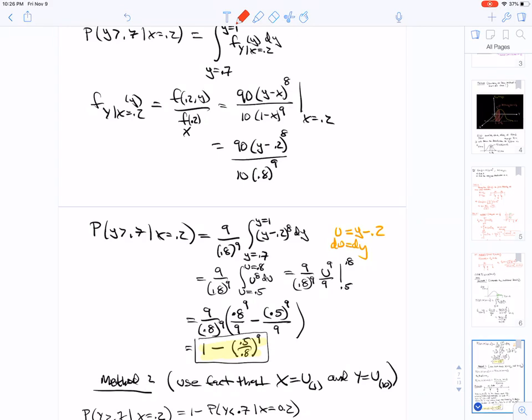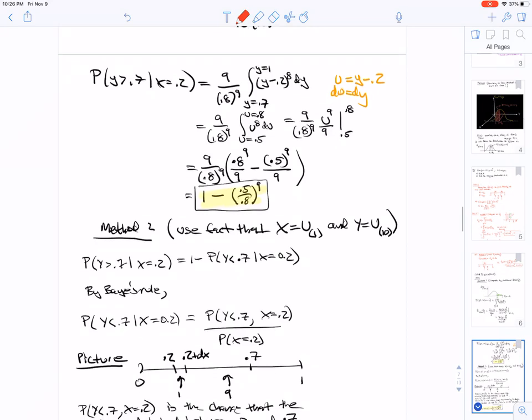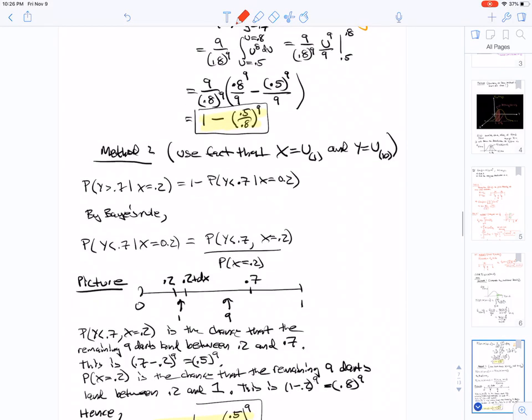There is a second method, which is a little bit faster, but maybe less general. You can use the fact that X is the first order statistic and Y is the 10th. So first I'm going to write the probability that Y is greater than 0.7 given X is 0.2 as 1 minus the probability that Y is less than 0.7 given X is 0.2.